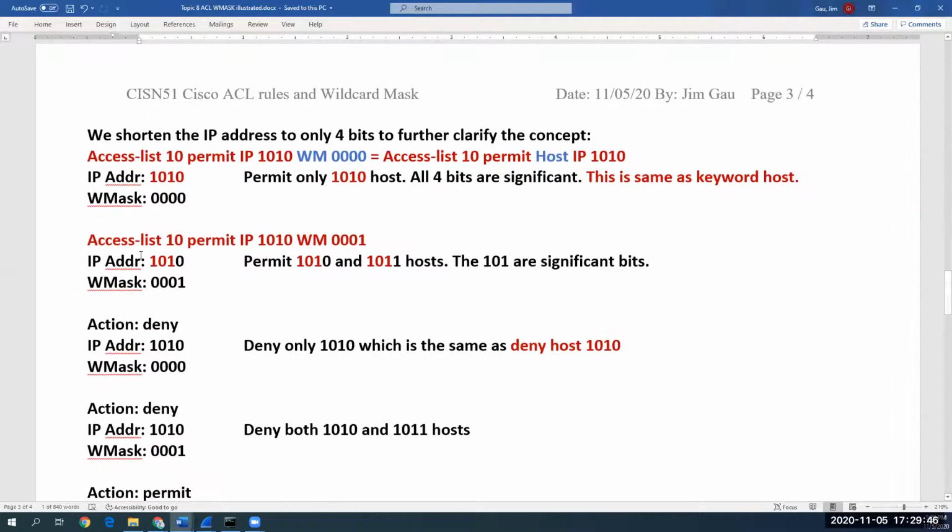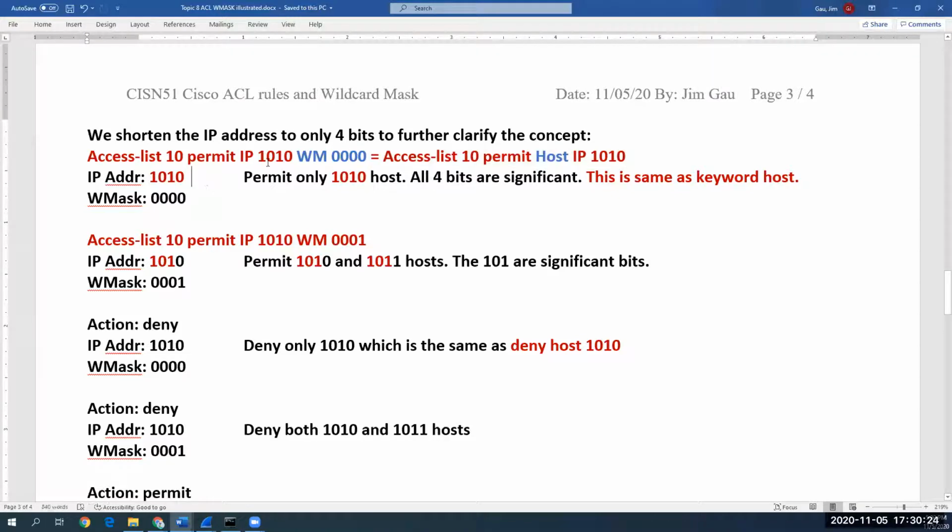Now we are going to further shorten the IP address to only 4 bits to further clarify the concept with more examples here. Okay, so we shortened the access list to something like access list 10 still, permit still. IP now is 1010. And the WM is, let's say, 0000. Okay, this is actually the equivalence of that. And we will talk about that. So let's focus on this one first. Okay, the front part first, the one that's not highlighted.